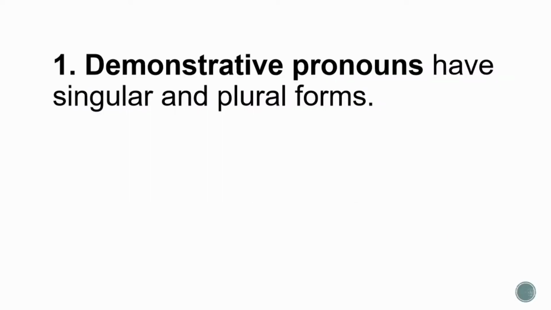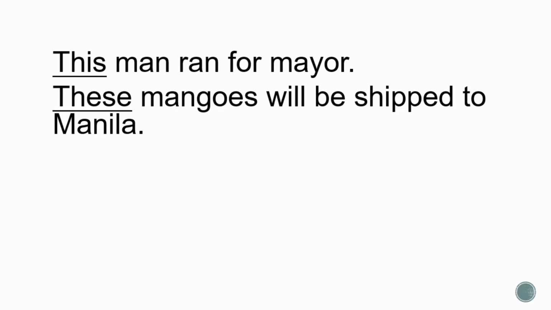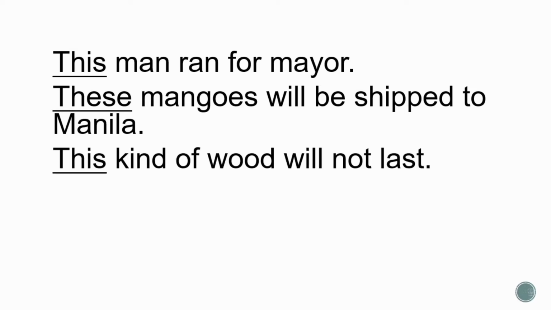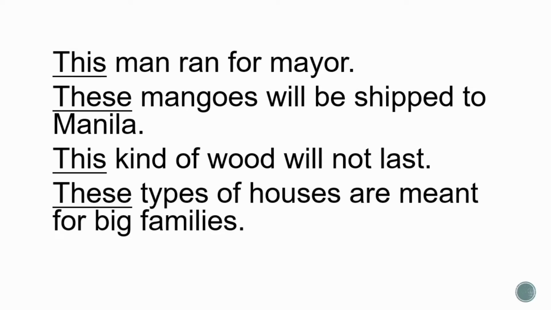Demonstrative pronouns have singular and plural forms. And these are our examples. This man ran for mayor. Another example, these mangoes will be shipped to Manila. The third example, this kind of wood will not last. And the last example, these types of houses are meant for big families.